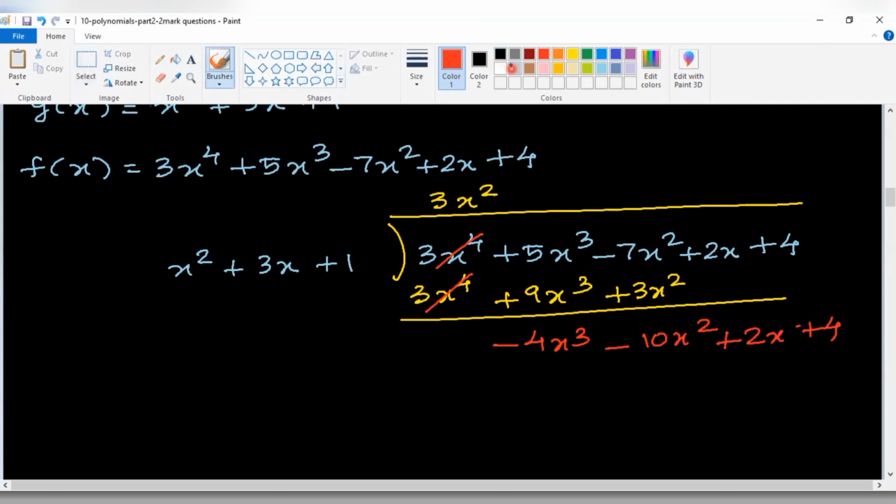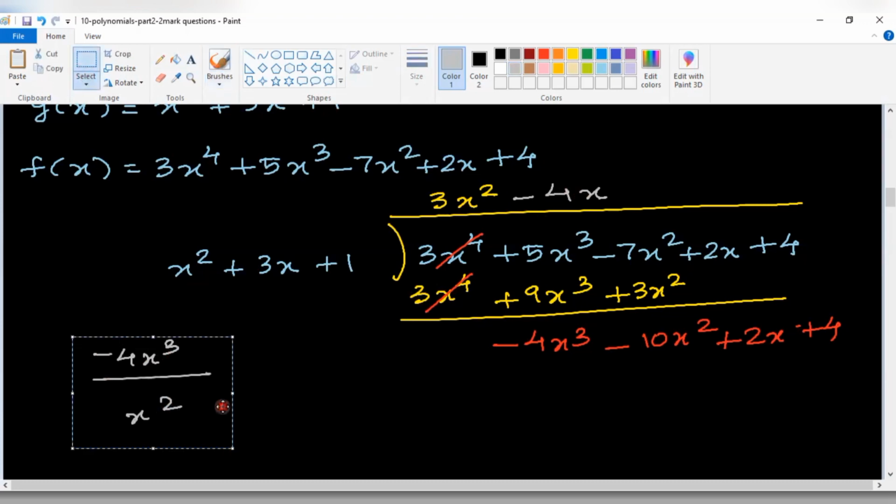Here the first term is minus 4x cube. We have to divide it by x square. So x cube by x square is x, right? So it is minus 4x as the next term in the quotient.